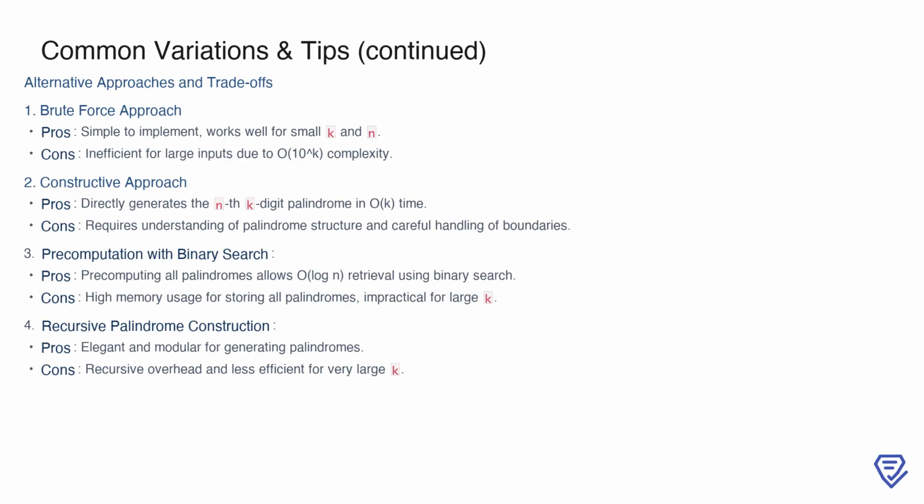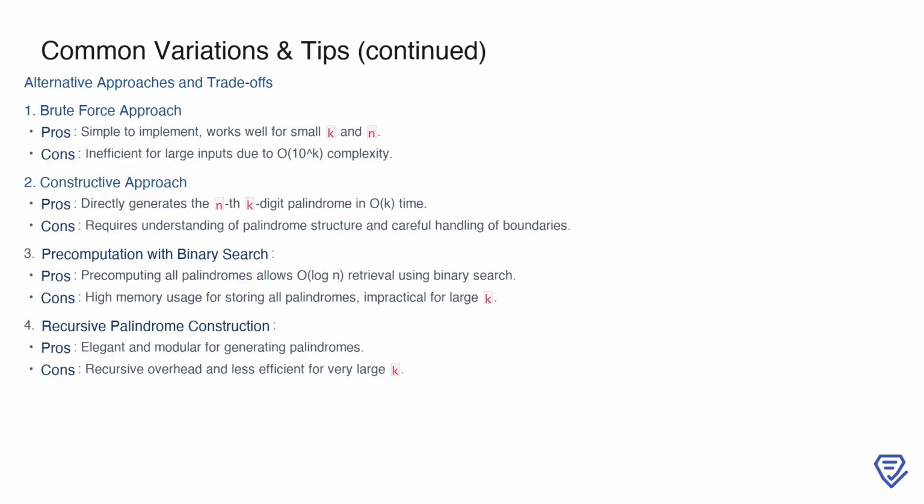There are multiple approaches to solving this problem, each with its pros and cons. A brute force approach is straightforward and easy to implement, making it a good choice for small values of k and n. However, its O(10^k) complexity makes it inefficient for large inputs. A constructive approach, on the other hand, directly generates the nth k-digit palindrome in O(k) time, which is highly efficient. The drawback is that it requires a solid understanding of palindrome structure and careful handling of edge cases.